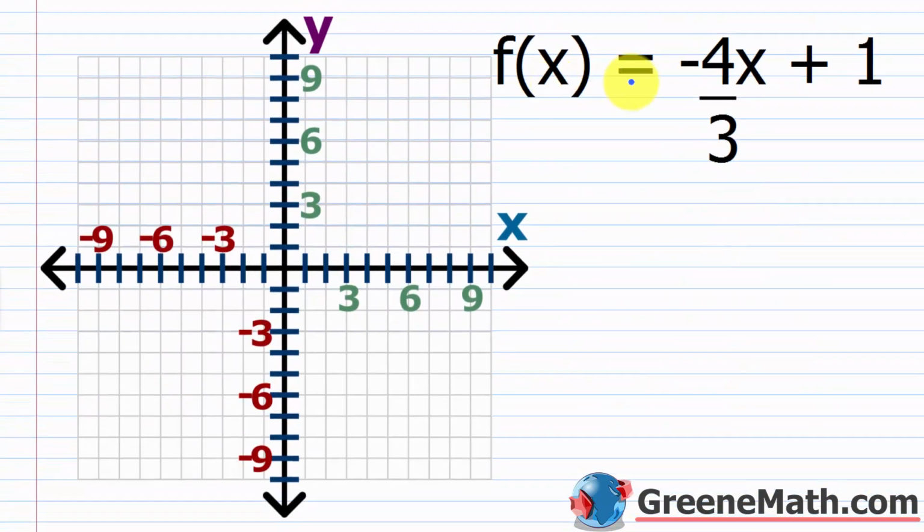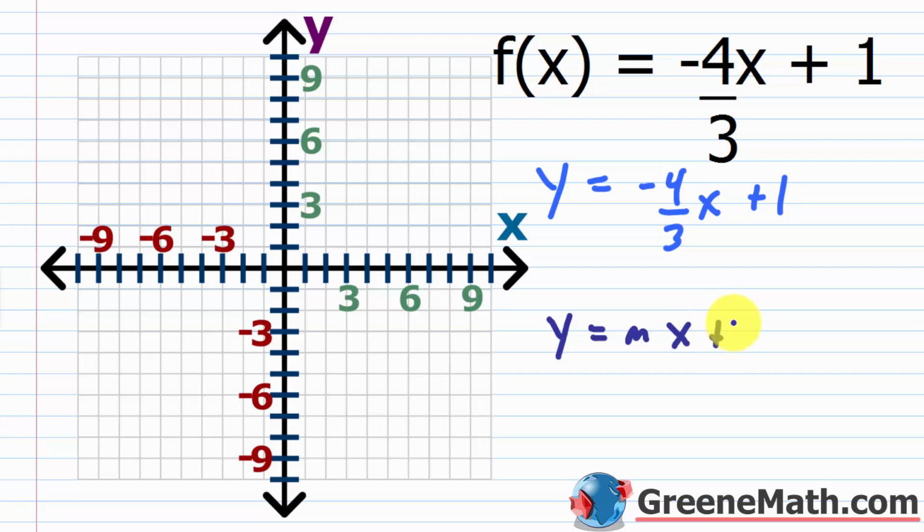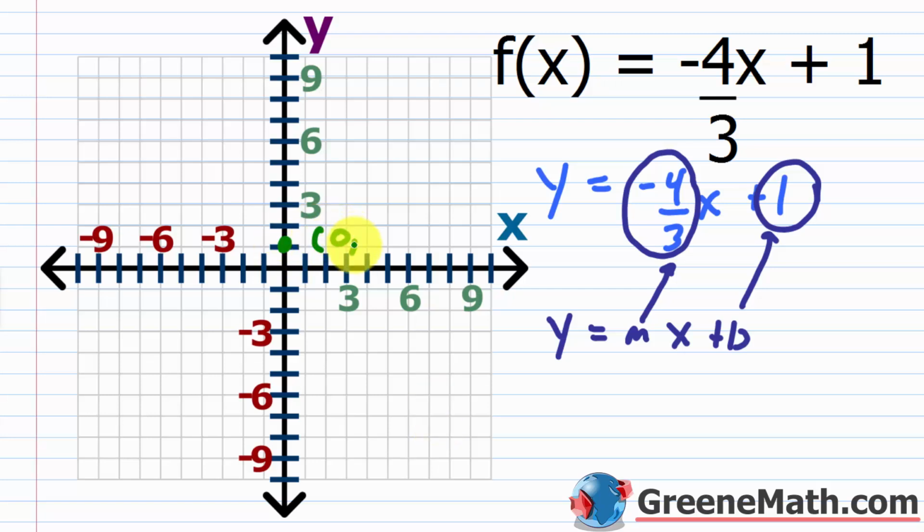So we have f of x equals -4/3 x plus 1. Again, if you don't like the f of x, you can say y equals -4/3 x plus 1. And again, when it's in this format, we know y equals mx plus b. M is the slope, it's the coefficient of x. So it's -4/3. B is the y coordinate for the y-intercept, so it's going to occur at 0, 1. Okay, so let's plot the y-intercept first. 0, 1 is going to be right there. And let me use a different color because that doesn't show up very well. So I can label that if you want. It's 0, 1.